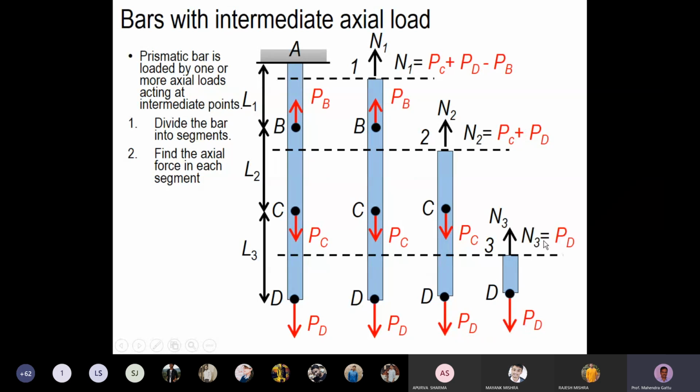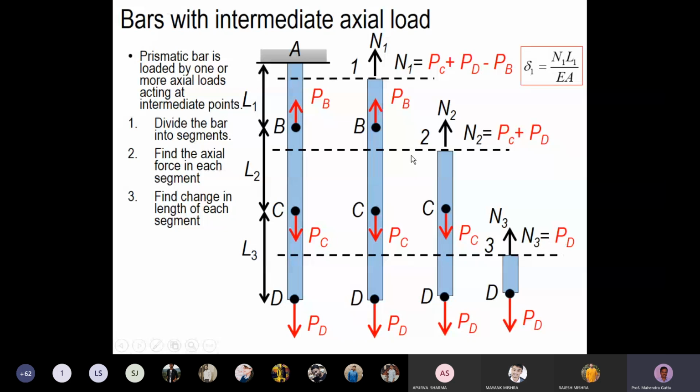Okay, so this is the tensile force in the bar. Now, once you have found the axial force, we can find the elongation in each bar separately. To find the elongation in bar AB, this is a prismatic bar with a tensile force N1. So length is L1, and we can apply our formula: delta 1 is equal to N1 L1 by EA. EA is the Young's modulus and the axial area of cross section for segment AB.